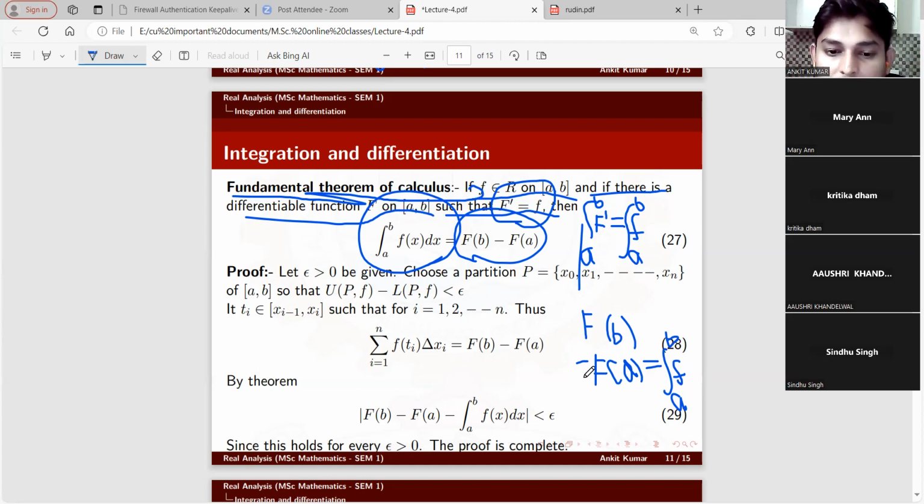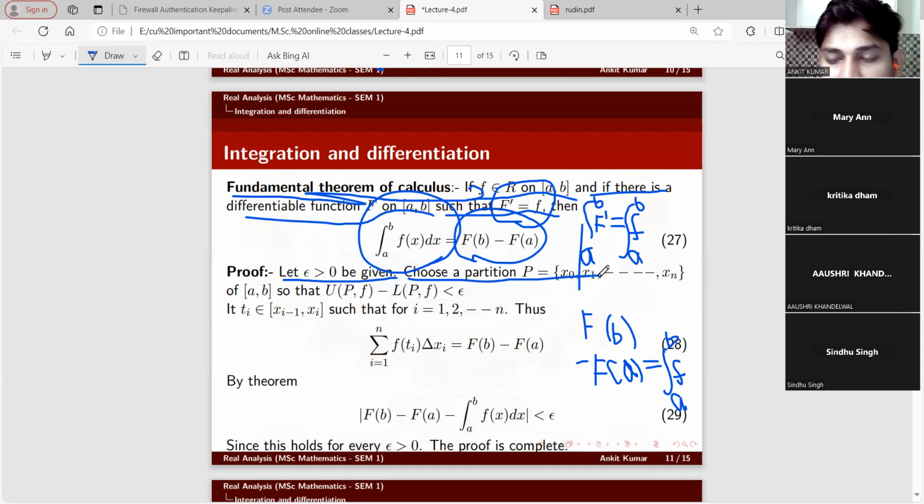Now let epsilon positive be given. Choose a partition P, x naught, x one up to xn, of the closed interval a, b so that U(P, f) minus L(P, f) is less than epsilon, if ti belongs to x i minus one, x i for i is equal to one to n. Suppose, see the proof of this theorem. Let epsilon positive be given.